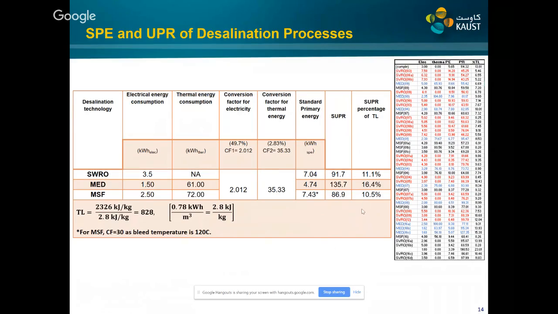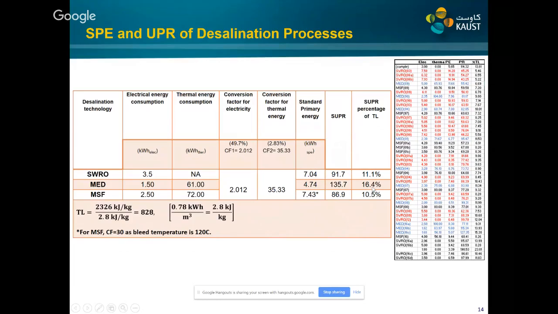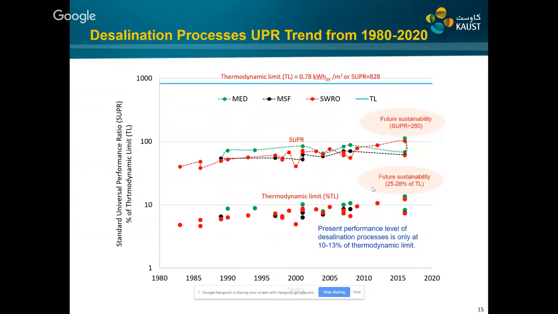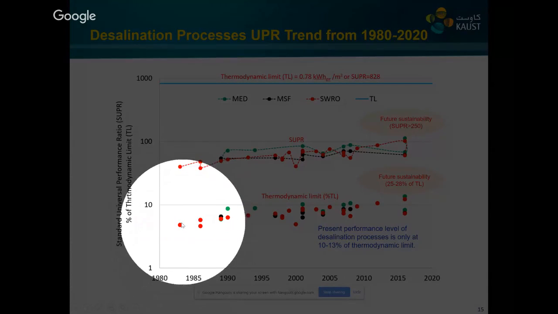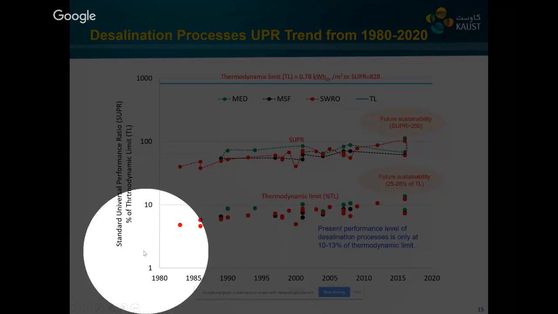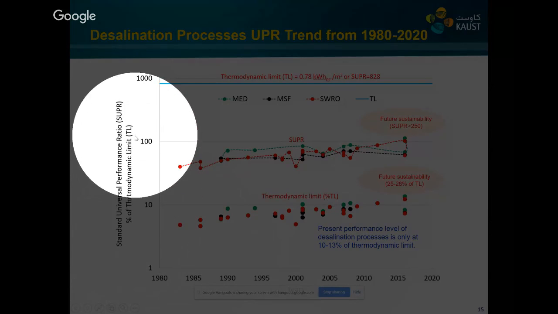And of course, with these percentages of the thermodynamic limit, all the conventional processes are not sustainable for future water production. Then we applied the same methodology to over 60 plants from all over the world. The horizontal axis shows the years, starting from the 1980s when desalination was commercially started until today, and the vertical axis shows the standard universal performance ratio as well as the percentage of thermodynamic limit.